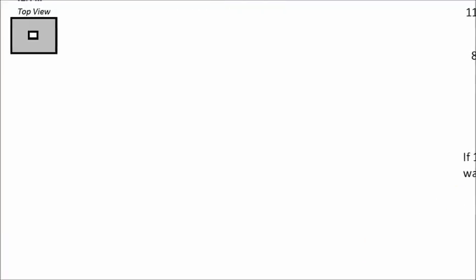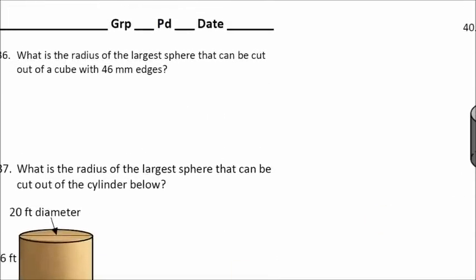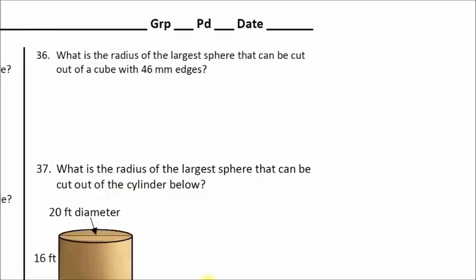All right, we are at question number 36. Now, we got to picture this, class. 36, what is the radius of the largest sphere that can be cut out of a cube with 46 millimeter edges? So we know we're dealing with a cube here. Let's go ahead and do a quick drawing of a cube.